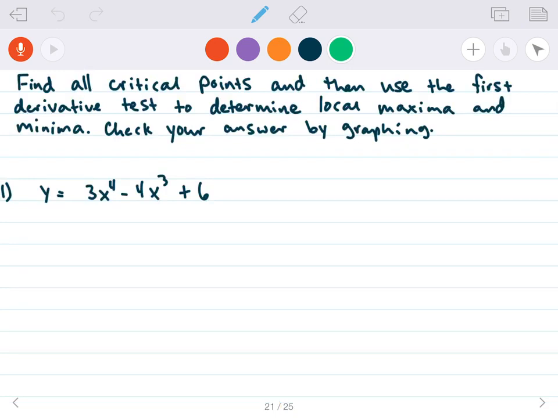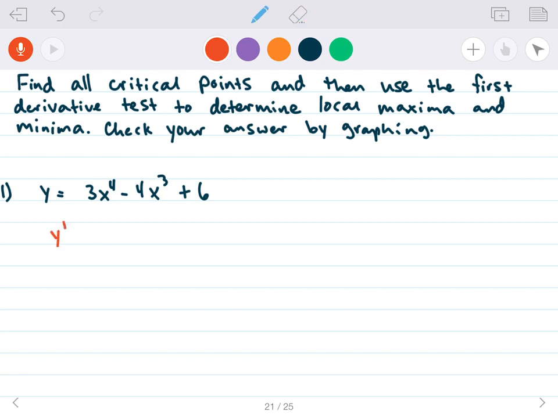Hey guys, so the directions here, we want to find all critical points and then use the first derivative test to determine the local max and min. And then we're going to check our answer on Desmos. So first derivative test, that's when we take the first derivative, set it equal to 0, and then plot the stuff on the number line. So that's what we're going to do.